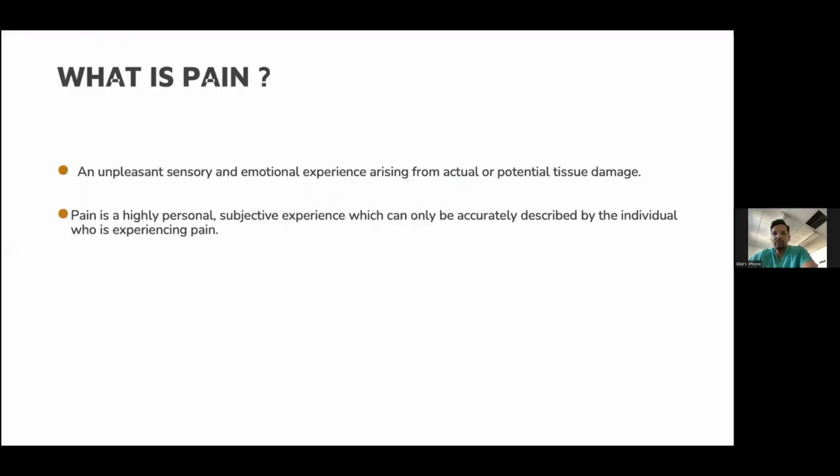All right, next slide, please. First of all, what is pain? We hear this word a lot, but what exactly is the definition? It's an unpleasant sensory and emotional experience arising from actual or potential tissue damage. Pain is highly personal, a subjective experience, which can only be accurately described by the individual who is experiencing it. Different people have different thresholds to pain and perceive pain differently. It depends on a lot of factors: personal experiences, anxiety level, cultural background. Many factors take part in the overall perception of pain. Next slide, please.